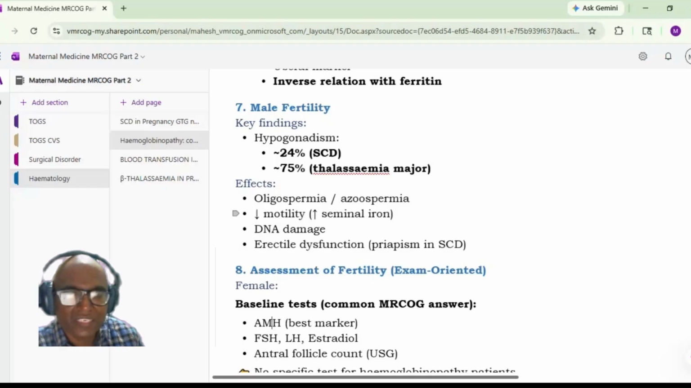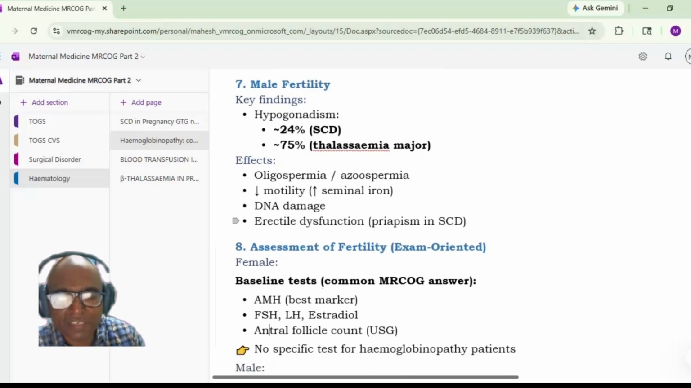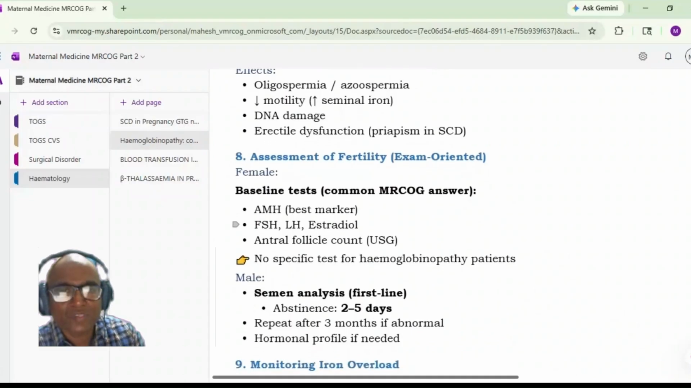Okay. So what are the effects? It will lead to oligospermia, azoospermia. There is decreased motility. Then DNA damage is there. Erectile dysfunction can happen. Priapism can be there in sickle cell disease. Okay. Now we need to go for assessment of fertility in these patients. For females, the baseline tests recommended are AMH level, then FSH, LH, estradiol, and antral follicular count. There is no specific test for hemoglobinopathy patients. Whatever tests we are doing routinely, that is AMH, FSH, LH, estradiol, and antral follicular count, we are going to do.